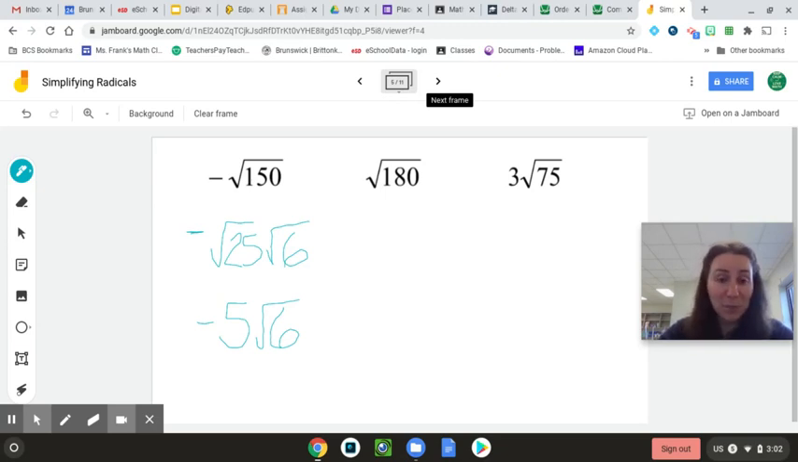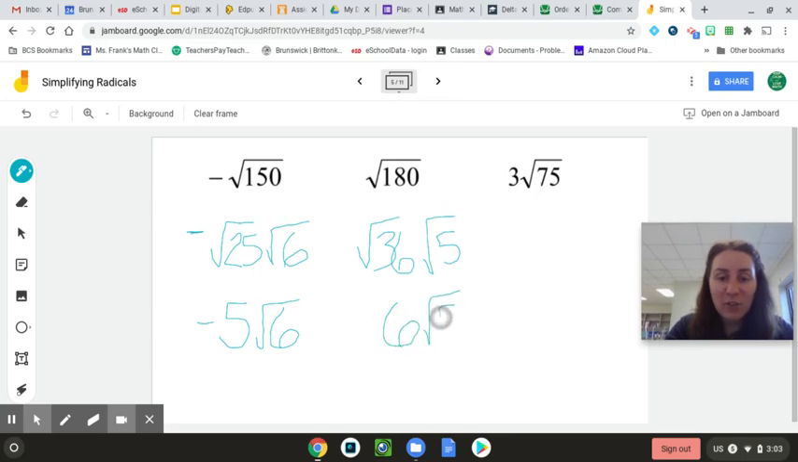It's pretty simple. All right, 180. Again, take a second, see if you can come up with the biggest perfect square that can go into 180. I want you to pause the video, and when you think you have it, unpause. The biggest perfect square that goes into 180 is 36, which goes in 5 times, sorry. So square root of 36 times the square root of 5. Square root of 36 is 6. And then you bring down your radical 5.